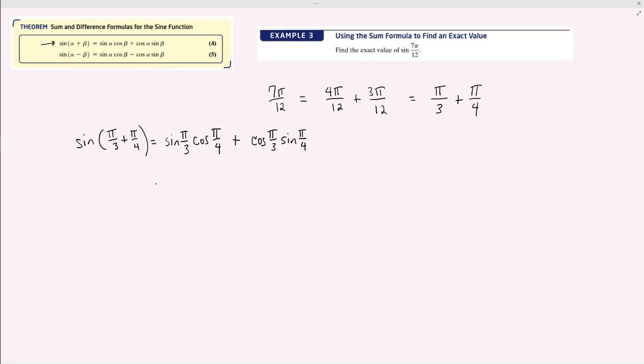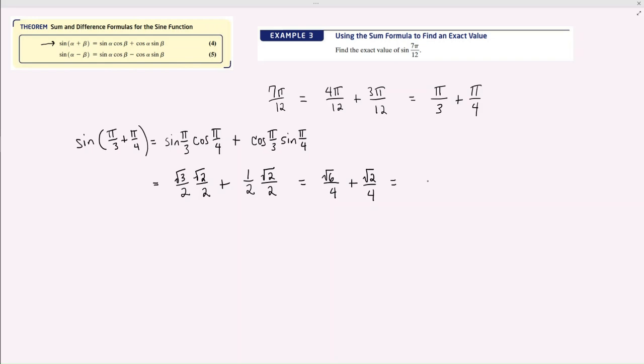Okay, now consulting our unit circle, or if we've got these memorized at this point, we know that the sine of pi over 3 is going to be the square root of 3 over 2. And the cosine of pi over 4 is going to be the square root of 2 over 2. Okay, cosine of pi over 3 is going to be 1/2. And the sine of pi over 4 is the square root of 2 over 2. Okay, so this ends up being the square root of 6 over 4 plus the square root of 2 over 4.